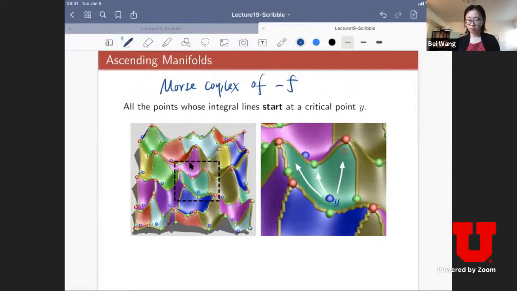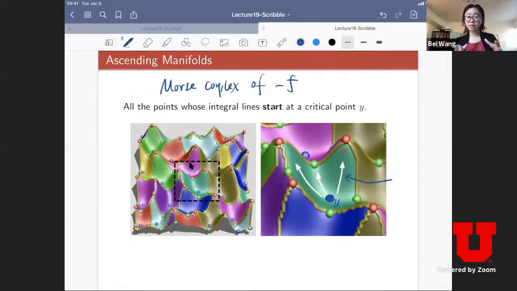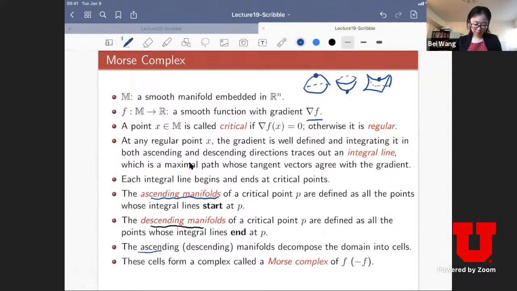So for example, in this case, point Y is a local minimum, and all the points in this green region have the same origin, okay? So again, you can think about a partitioning of the domain by those ascending manifolds into regions surrounding local minima, okay? Now you have both definitions, ascending manifold and descending manifold. They are actually both partitionings of the same domain. So each of them decomposes the domain into cells, right?